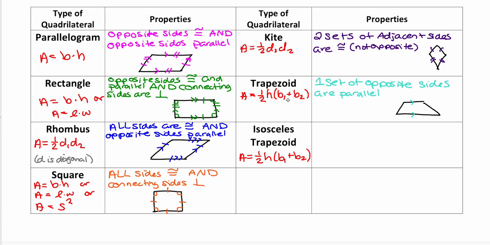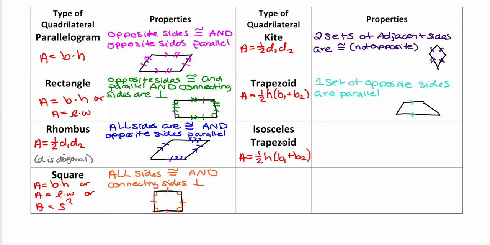So there's no congruency on here for a general trapezoid. It's just one set of opposite sides are parallel. So only one set. So only the top and bottom basically. If the picture was turned, it could be the sides, but it is based off of the slope.